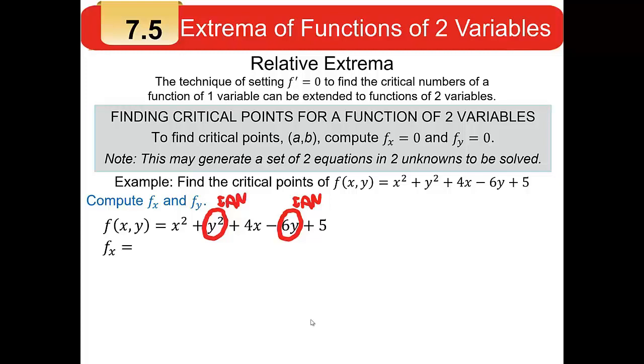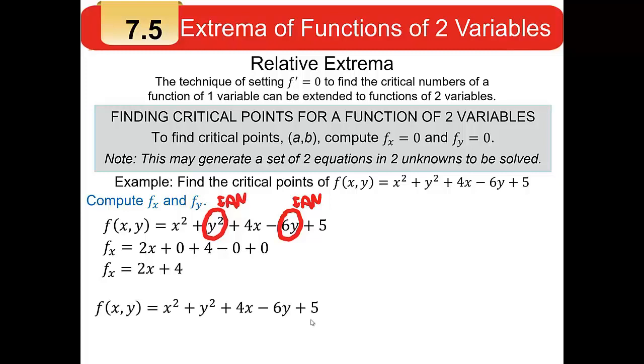So the partial with respect to x is just the derivative of the first term, which is 2x. The derivative of the second term, which since it's a constant is 0. The derivative of the third term, derivative of 4x is 4. The fifth term being a constant, we get 0, and the sixth term is certainly a constant, so its derivative is 0. So when all is said and done, the partial with respect to x is simply 2x plus 4.